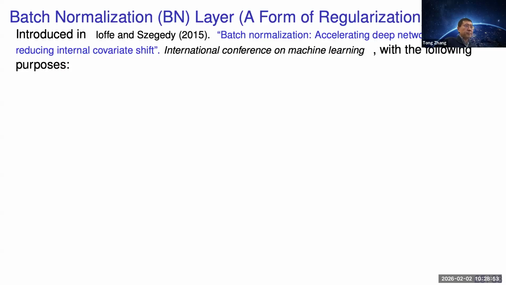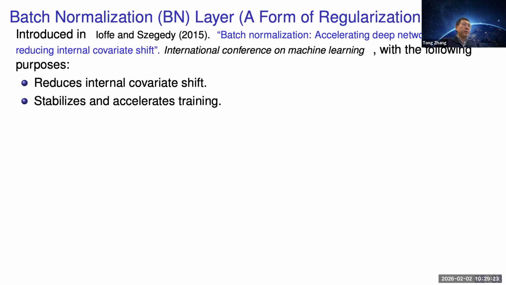Now batch norm. This is another form of regularization. It's actually very effective. It's kind of, in some sense, miraculously effective, in the sense that something you could not train before can be trained. So that's actually important. The original thinking was that it reduces internal covariate shift. We will talk about what that means. And it stabilizes and accelerates training. This is actually true.